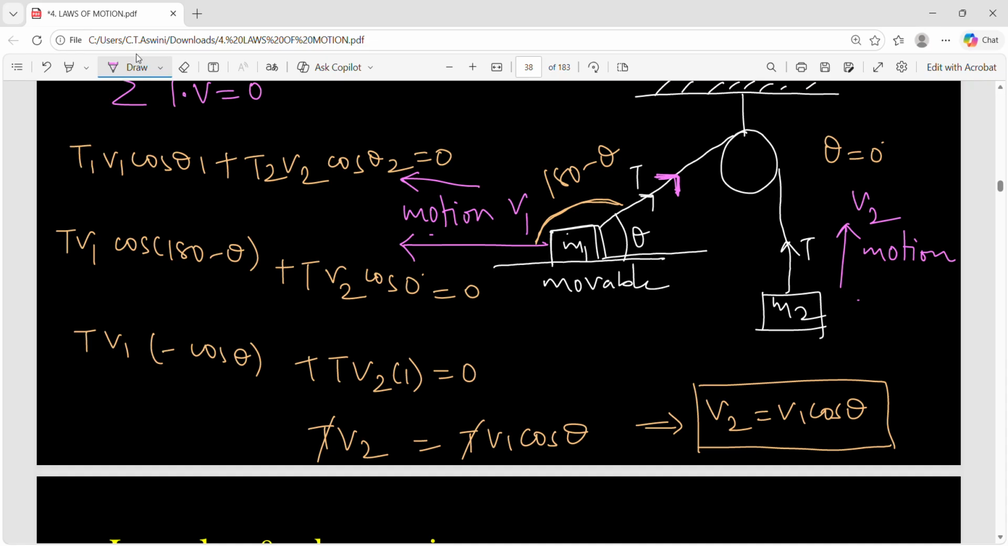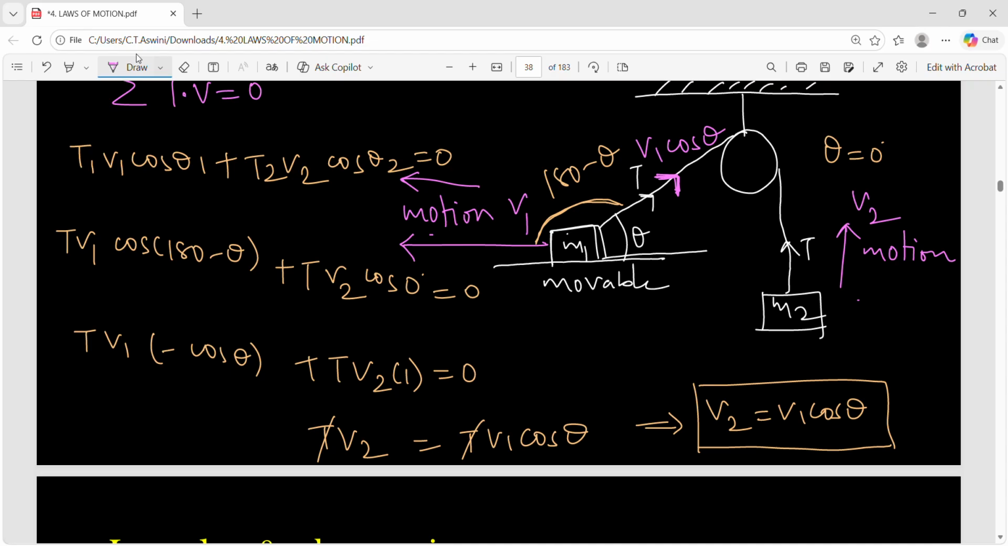And along the string, what is the direction? I mean, what is the speed of V1? V1 is actually in a backward direction. But if I ask you, what is V1 along the string? What will it be? It is the adjacent component of the angle 180 minus theta, right? So what is the adjacent component? V cos of 180 minus theta, which is minus cos theta. So how much will you get here? You will get V1 cos theta.